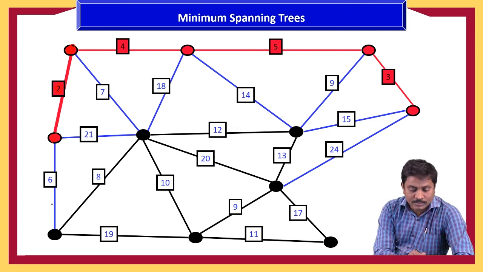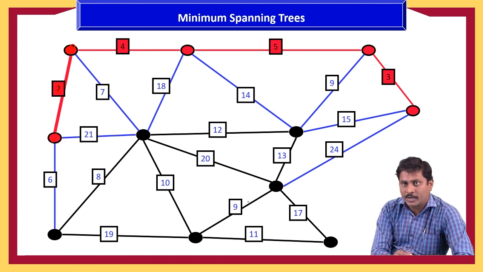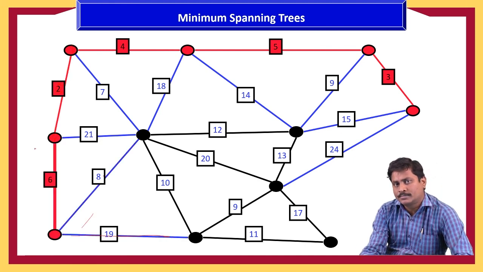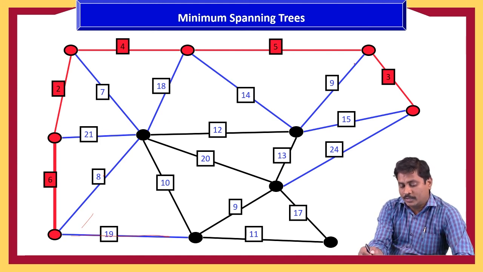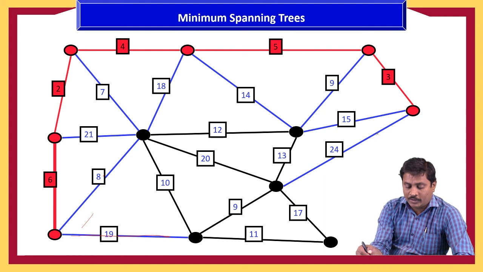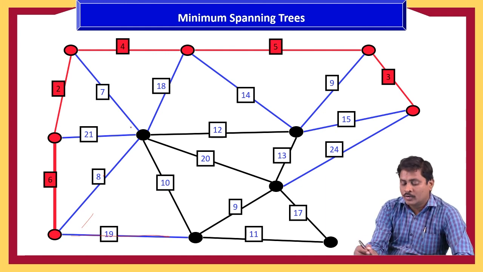Now 6, 21, 7, 18, 14, 9, 15, 24. Among these, the minimum value is 6. We choose that 6. Next here, 8, 19, 21, 7, 18. The cost value here is the cost of the edges connecting the vertices which are in this path: 14, 9, 15, 24. Among these, the minimum value is 7. We choose this 7.